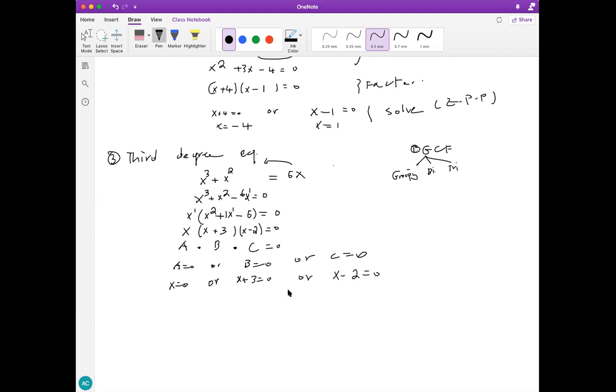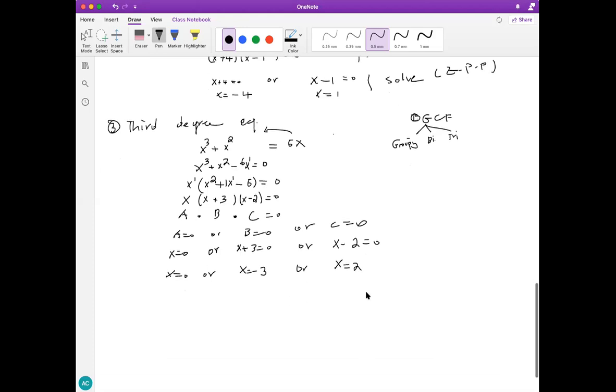So once you split your equation, it was a kind of complex equation with higher powers, but once you factor it, factoring allows us to split this into smaller equations. This one is already solved. No need to do anything. X is negative 3, if you move it to the other side or do minus 3. Finally, x is 2. So we have 3 solutions.